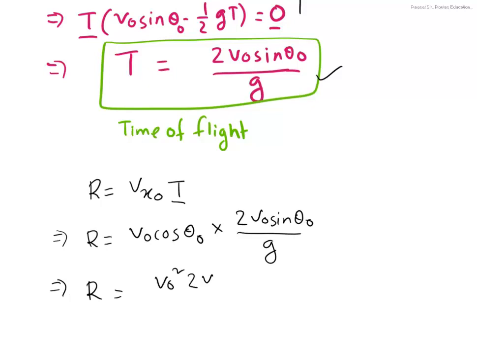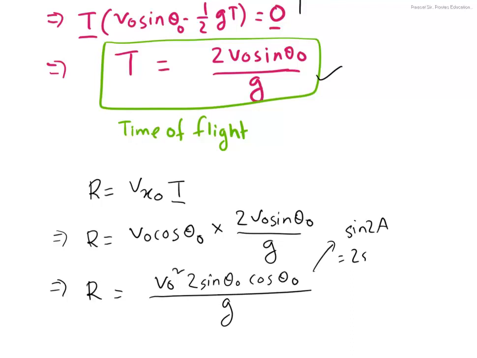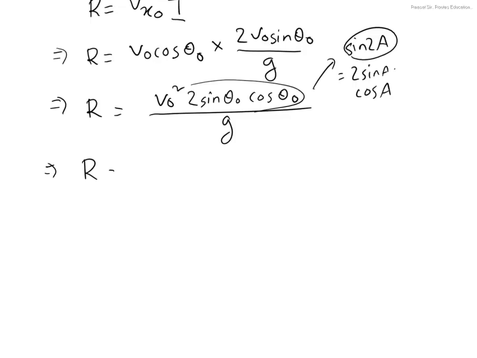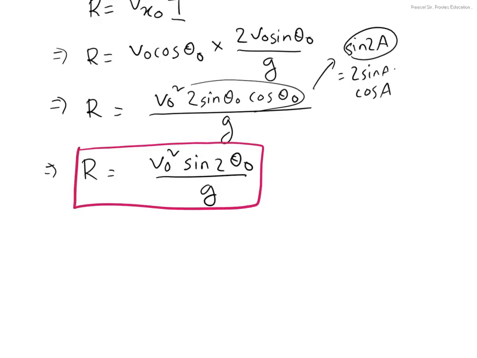You can do a little trigonometry here. We have V naught squared times 2 sin theta naught cos theta naught by g. And from trigonometry we know that sin 2a is 2 sin a cos a. So we can write this in the form of that equation. We get R equals V naught squared sin 2 theta naught by g. So this is our range, the formula of range.